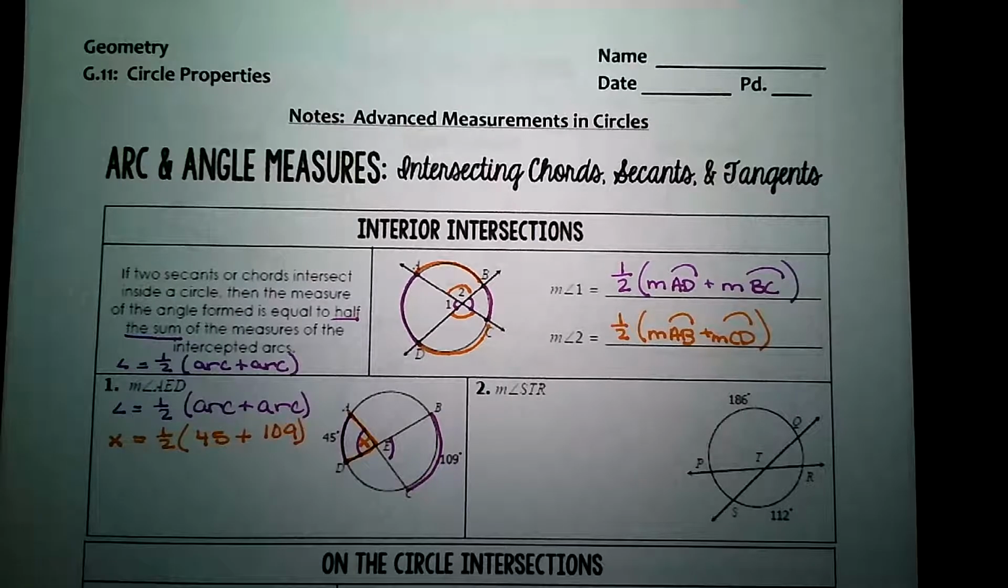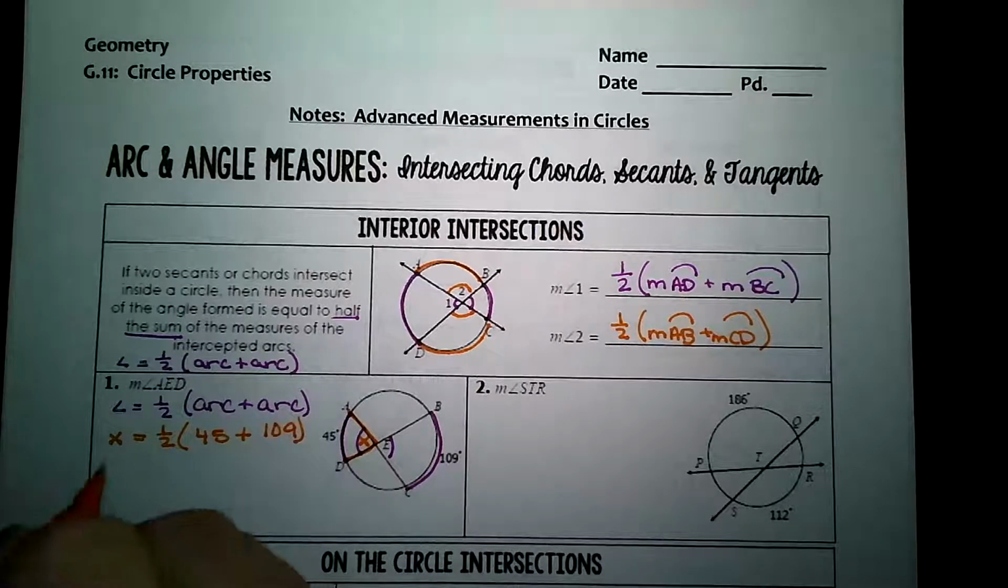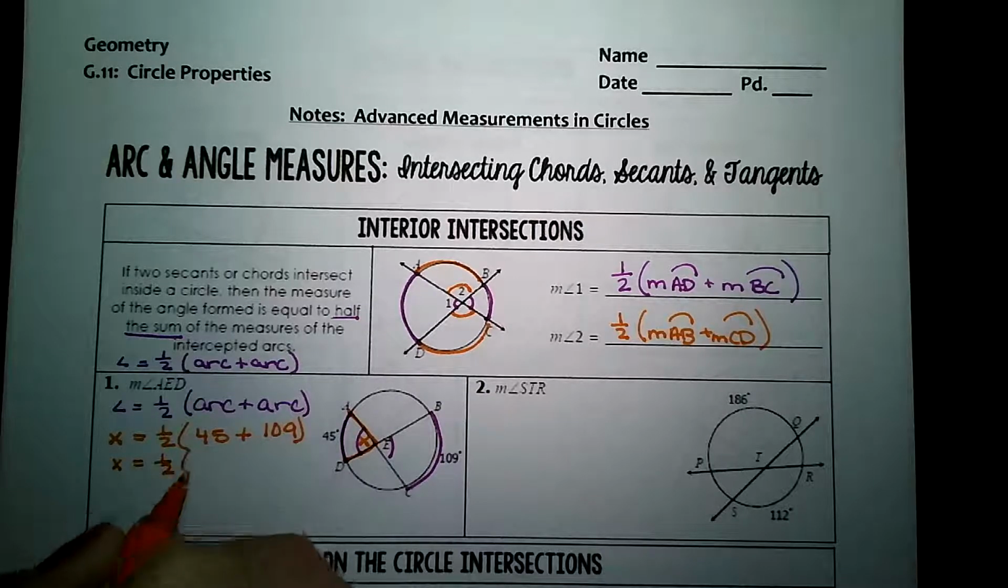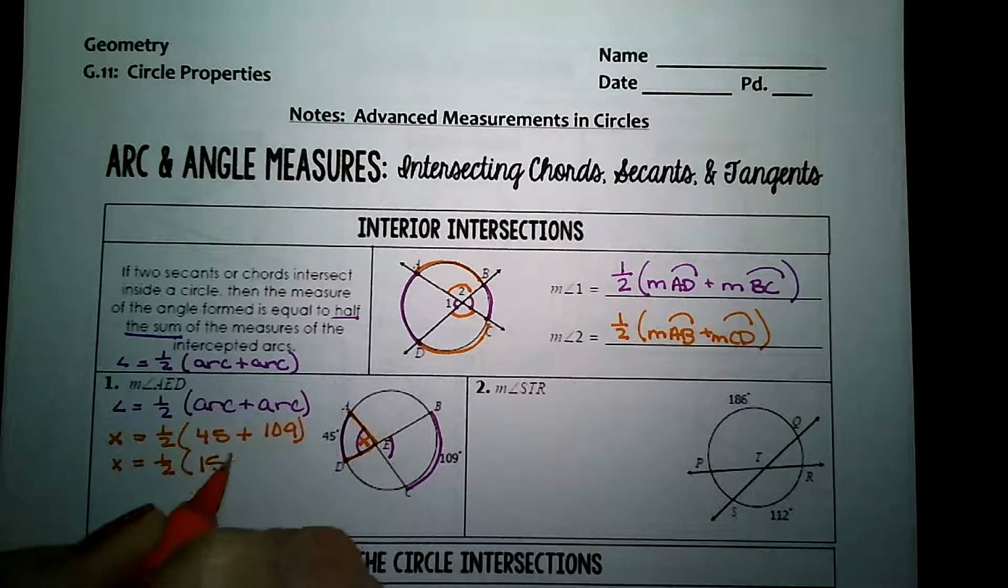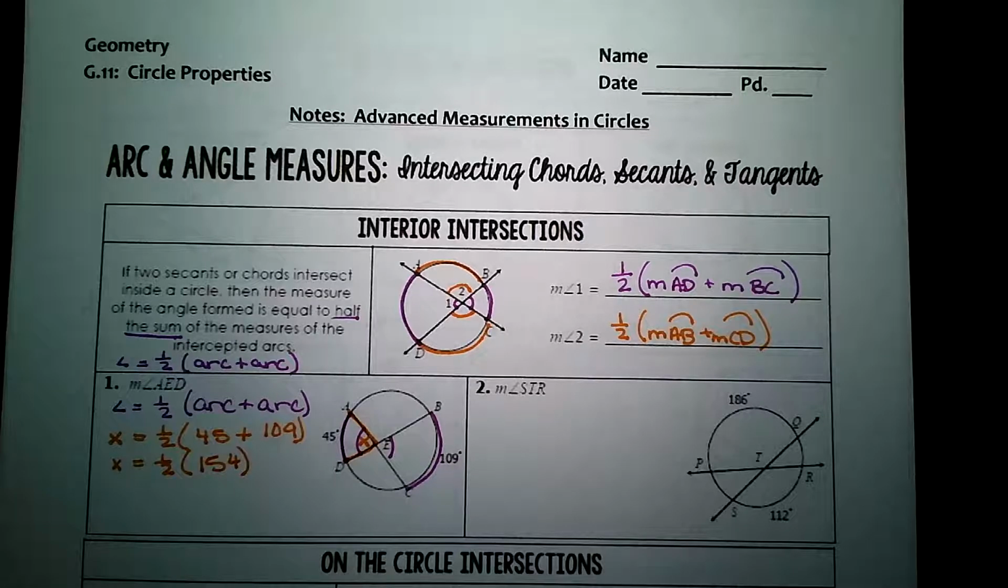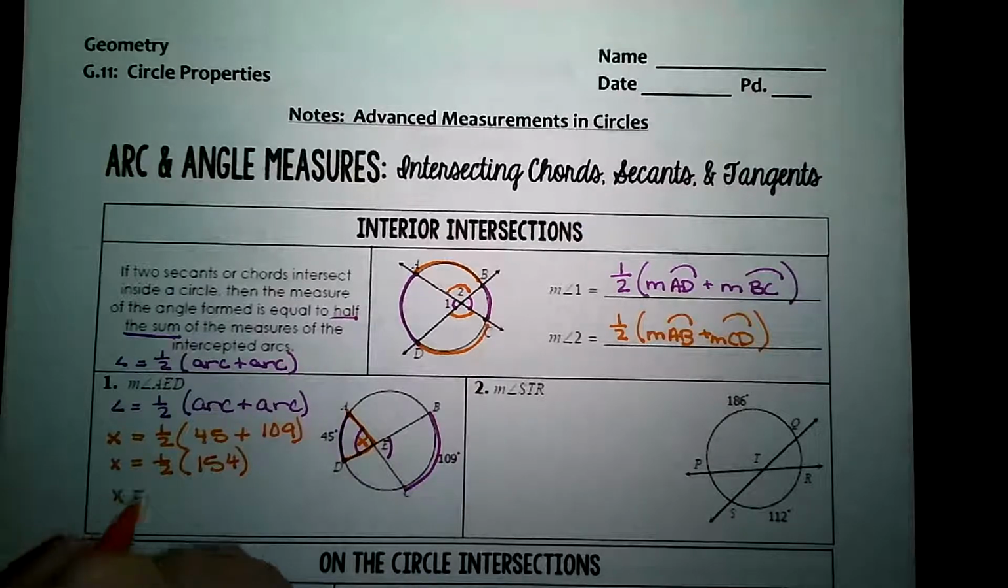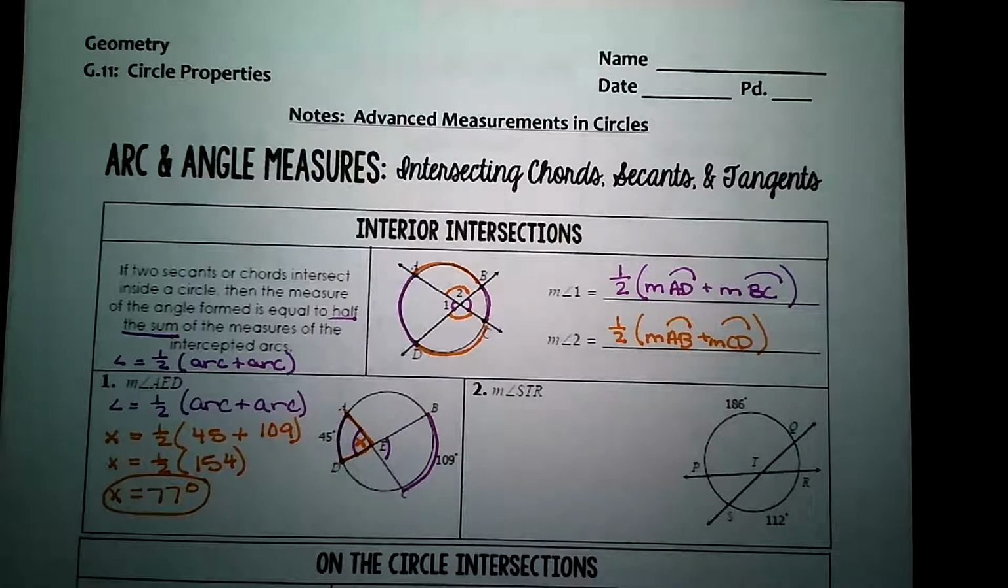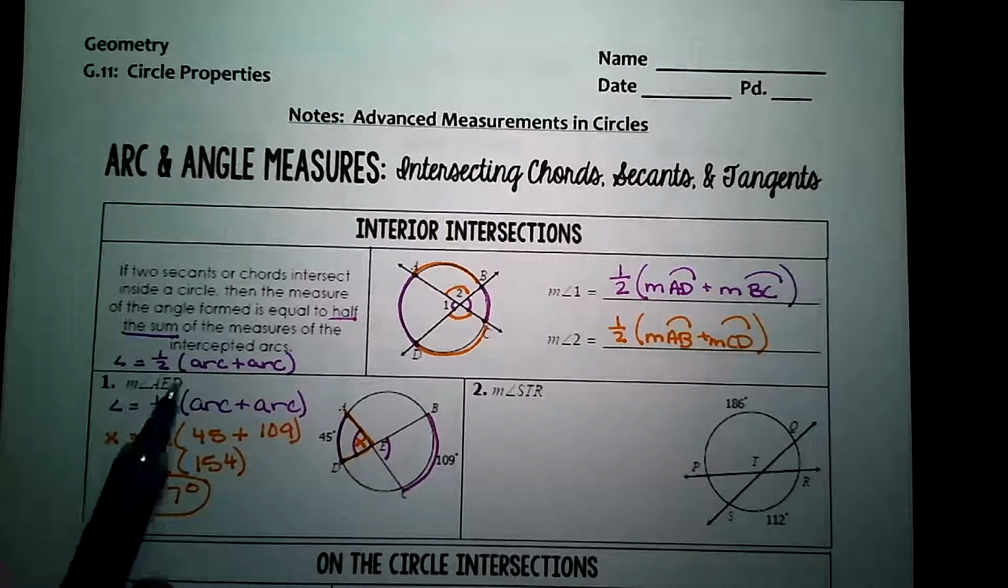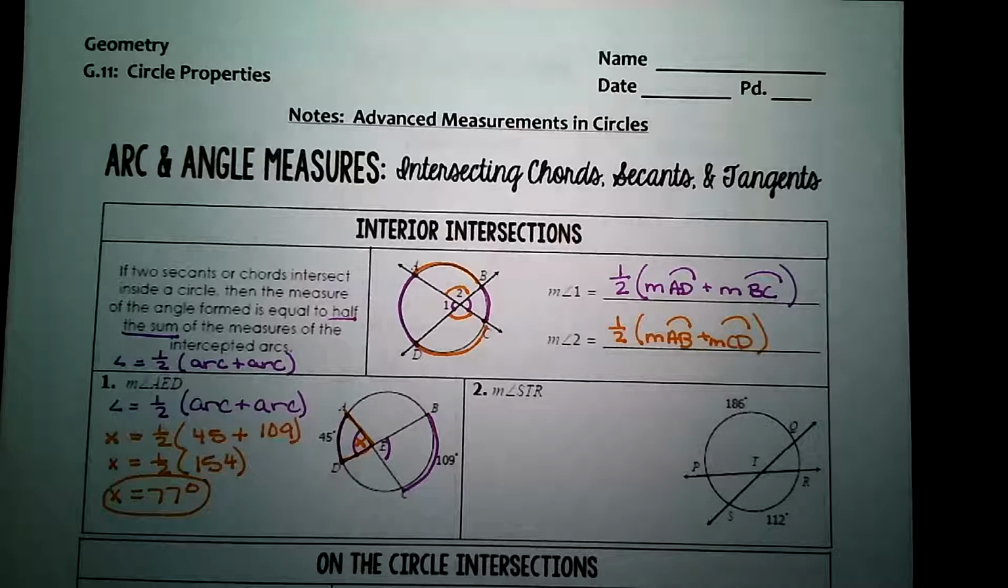Okay, I'm just going to follow the order of operations here. I need to add together 45 and 109 first. That equals 154. And now I need to take that value and multiply it by half, or just divide by 2. Multiplying by half and dividing by 2 are the same thing. So my angle equals 77 degrees. This is a brand new postulate here. The angle is equal to half of the sum of the arcs.